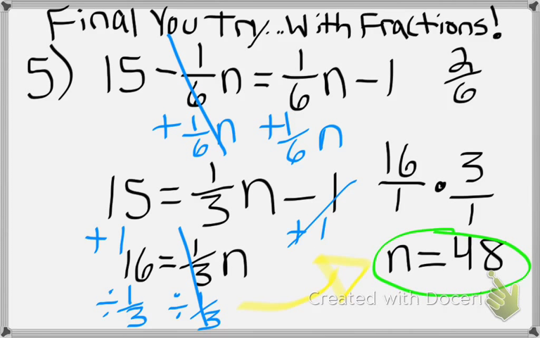Alright guys, so we've done several examples. We talked about the priorities of solving equations with a variable on both sides. Make sure you practice, make sure you show your work, and they turn into questions that are now two-step equations that you can solve. Take care.